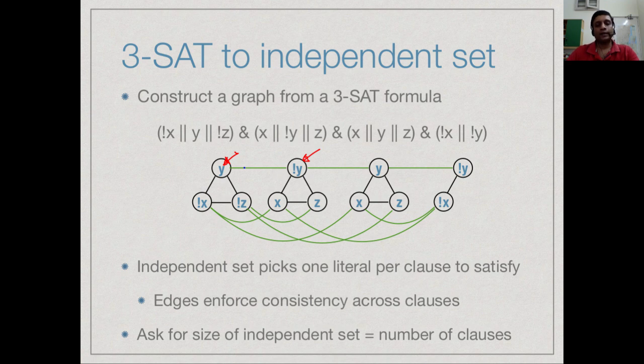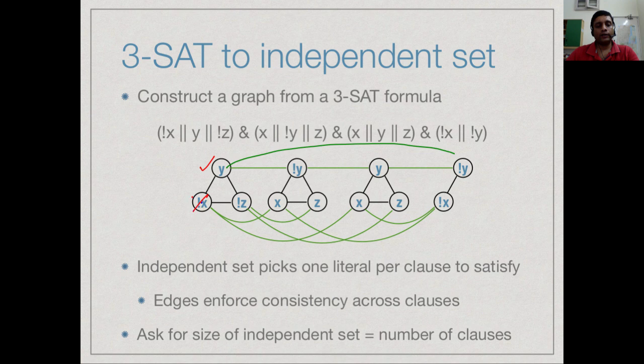So in addition to the triangle, I have these green edges saying that a variable and its complement will be connected by a green edge. So there should be some more green edges, perhaps connecting this y to that not y. So every variable is connected to its complement to indicate that if one is there, the other cannot be there. So what the independent set is saying is it's trying to pick out a solution by looking at each clause, and saying that maybe I pick y here.